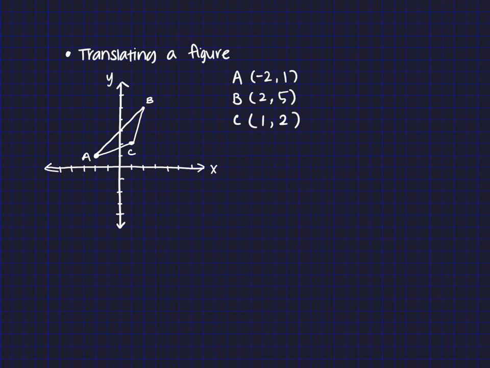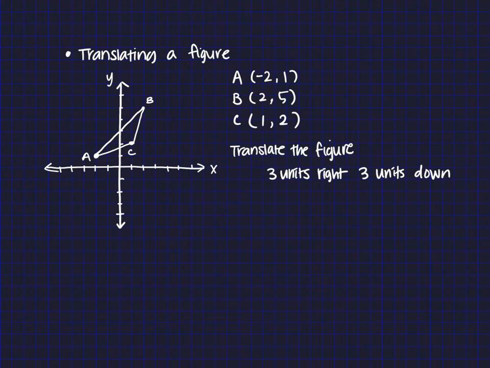Now from this triangle, let's say they're asking us to translate this original triangle 3 units right and 3 units down. So I'm going to use a different color to move each dot and then draw the new image of a new triangle. I'm going to start with the first point, A. I'm going to move 3 to the right, 1, 2, 3, and 3 down, 1, 2, 3. And when I move it, I am going to name this new point A prime, with A and an apostrophe like this on the side.